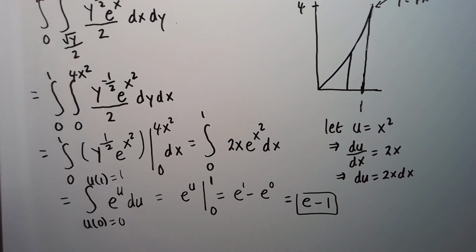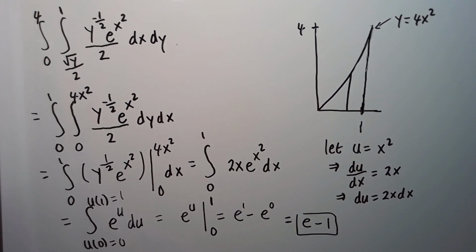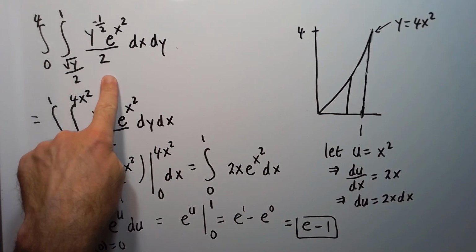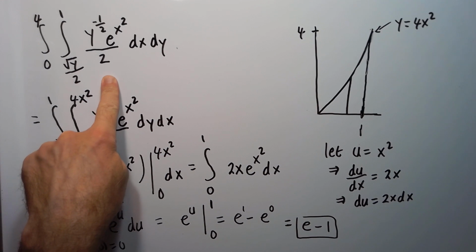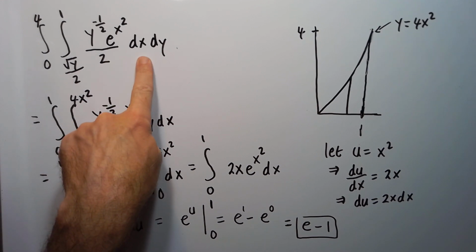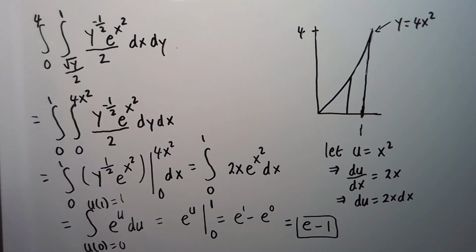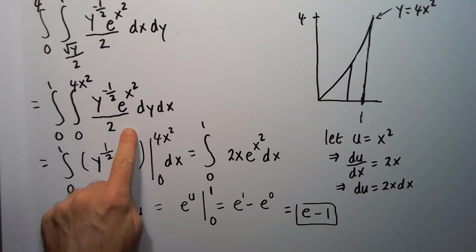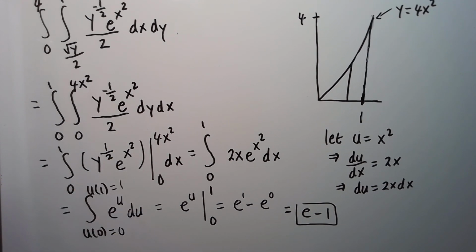Okay, so there's our answer. That's kind of neat, because we started with an integral up here that we could not integrate initially, because you had to do x first. So you can see that by switching the order of integration around, it became something we could integrate. All right, so let's leave it there.